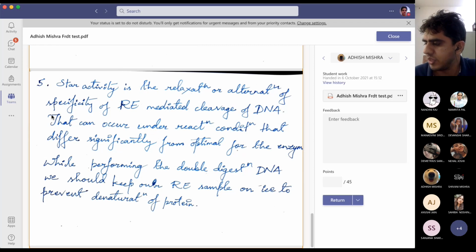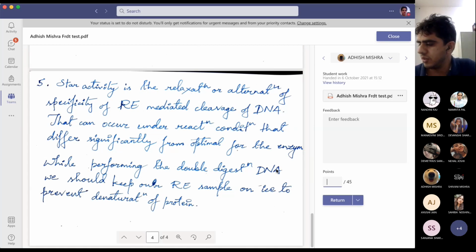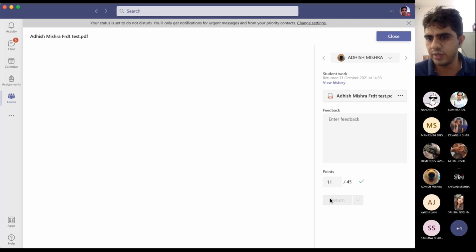Adish, just tell me the total. Sorry, sir, I haven't kept count. Okay, so it is going to be 11 for you. This 11 is for your theory part. The viva and your lab report are remaining, so I will do that later. Adish, yours is 11 at the moment. This 11 is out of 25, not of 45.